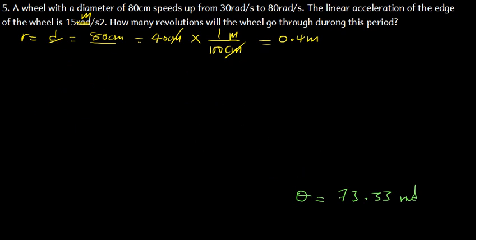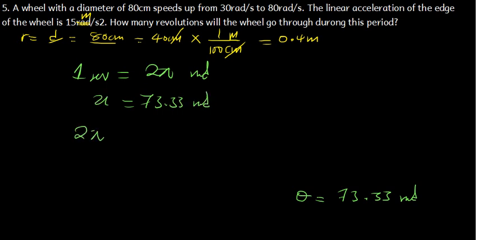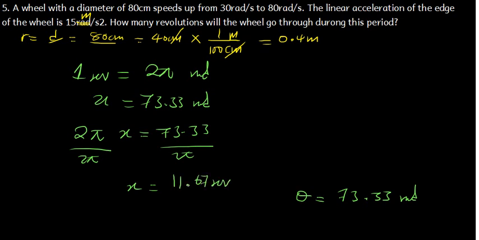Having found the radians, now we are able to determine the number of revolutions. How can we do that? We know that 1 revolution is given by 2 pi radians. What of 73.33 radians? How many revolutions are here? So 2 pi x is equal to 73.33. Divide both sides by 2 pi. So x is 73.33 divided by 2 pi. That is going to give us 11.67 revolutions.